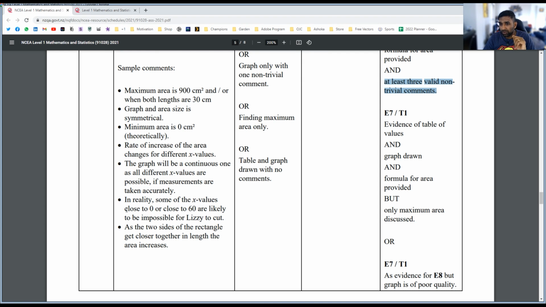All right. So my thing is, whenever you're doing the area questions, do the maximum area, do the minimum area. Most of the time your graphs tend to be symmetrical. So that's something you can always keep in mind. And then think about it realistically, how possible are some of these values.